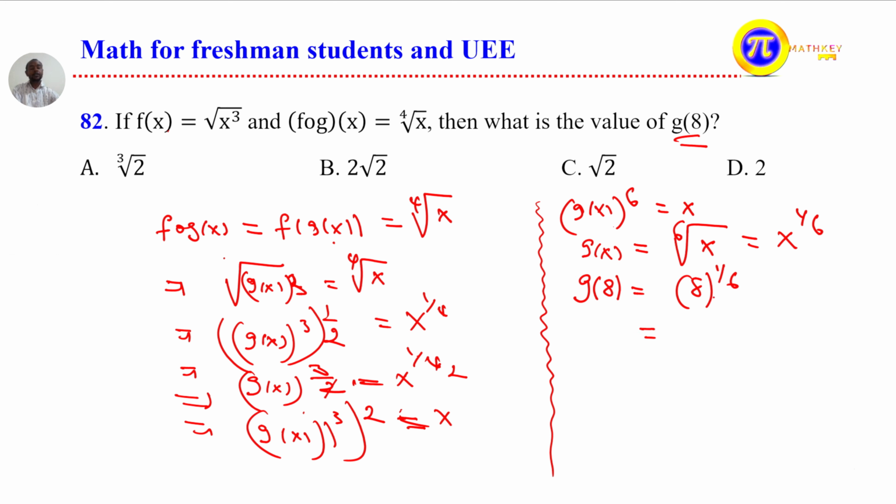8 we can express as base 2. This is 2 to the power of 3, the whole to the power of 1 over 6. Take the product of the exponents, which is equal to 2 to the power of 3 over 6. 2 to the power of 3 over 6 means 2 to the power of 1 over 2. Which is equal to the square root of 2. The answer for this one is the square root of 2.